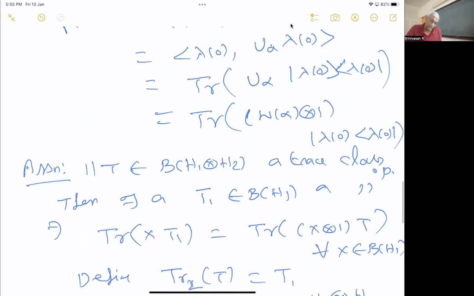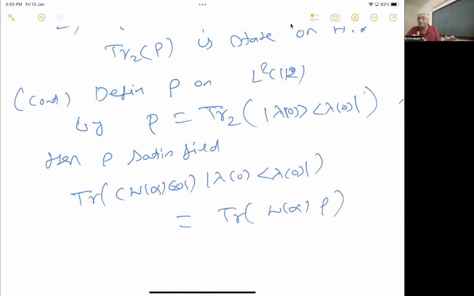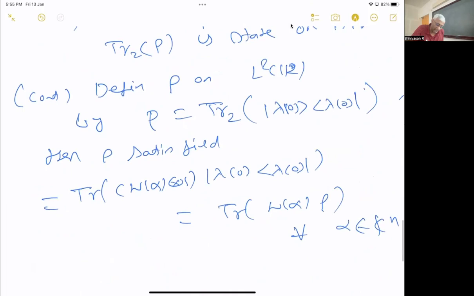Yeah, W of alpha tensor 1, lambda 0, we have this lambda 0. This is equal to trace of W of alpha rho. I mean, it's true for every X, in particular for W of alpha, right? For all alpha. And this is precisely equal to F of alpha. So the theorem is proved. Okay. That's all.